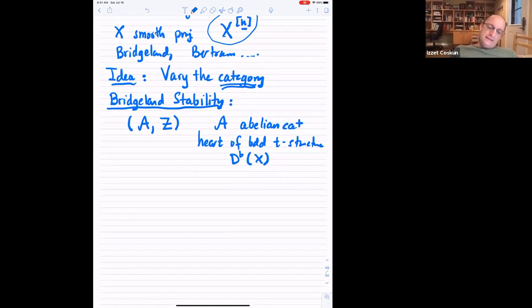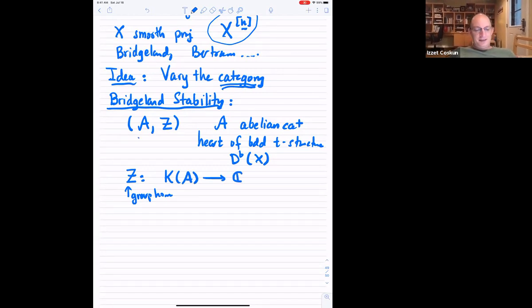And now what is Z? Z is a group homomorphism from the K group of A to the complex numbers. So it's a pair of things: an abelian category together with a group homomorphism from the K group of A to the complex numbers. And then of course it has to satisfy some properties.